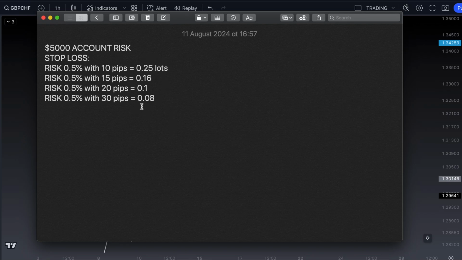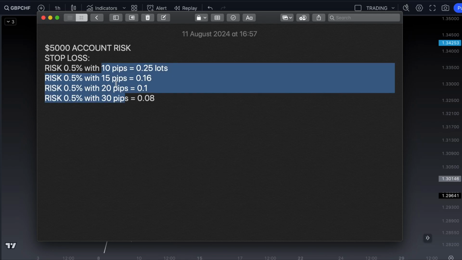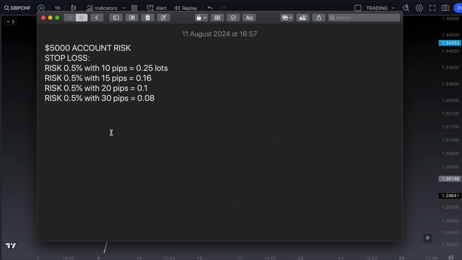This is all going to make a bit more sense as we go through the beginner's course, but for now, bear with me. So the maximum stop loss I will use is a 30 pip stop loss. So if the setup that is being presented in the market at any given time requires me to have anything bigger than a 30 pip stop loss, I won't take the trade. 30 pips is the biggest stop loss that I will allow myself, and with a 30 pip stop loss I need to use 0.08 lots to risk $25.